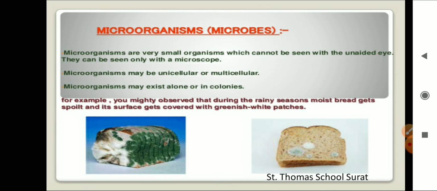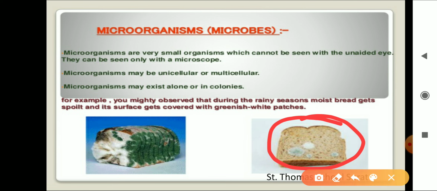the surface which is covered with what? With the greenish white patches. What is that? Can anyone? That is what? Fungus, isn't it? So this is what we can see in this picture. Also you can see the bread having white patches. Can you see this? And here the greenish patches are there.